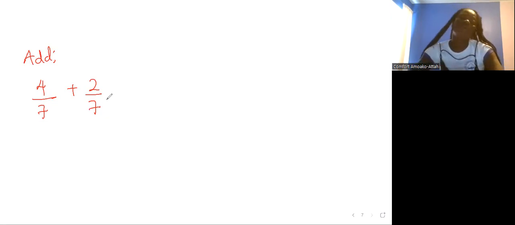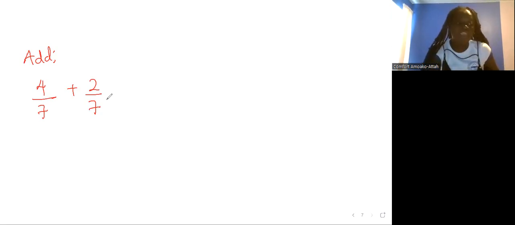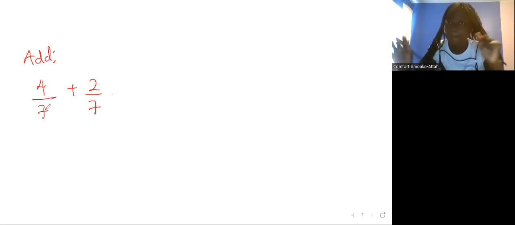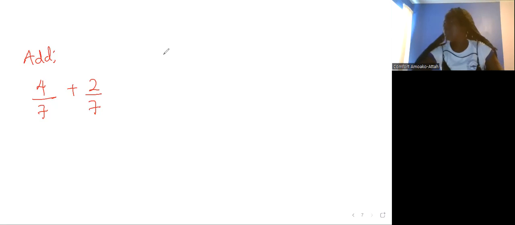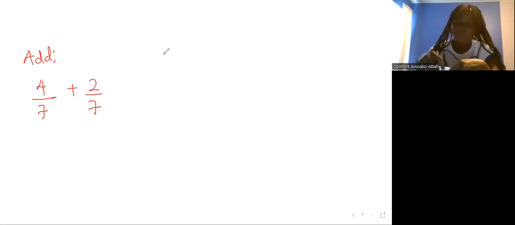So with a strip of paper, what do you do first? You first of all divide the strip of paper according to the figure at the denominator side. So with us, we have 7 as our denominator. So it means you're going to divide a strip of paper into 7 equal parts. All right. So let's take the strip of paper and see. We're dividing it into 7 equal parts.